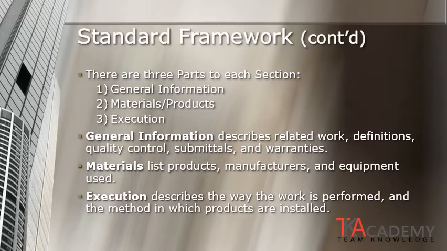After divisions and sections, the next level is parts. Each section will have 3 parts: general information, materials, products, and execution. Part 1, general information, will describe related work, definitions, quality control, submittals, and warranties. Part 2, materials, lists products, manufacturers, and equipment used. Part 3, execution, describes the way the work is performed and the method in which products are installed.